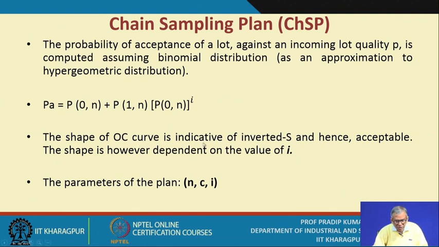Thus the shape of the OC curve is indicative of an inverted S and hence acceptable. The shape is however dependent on the value of i. The parameters of the plan are the sample size, the acceptance number, that is 0, and you have to specify the value of i, whether it is 1 or whether it is 5, that you have to specify.